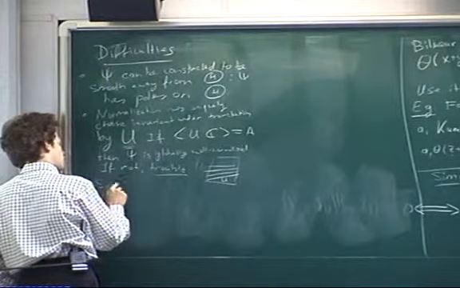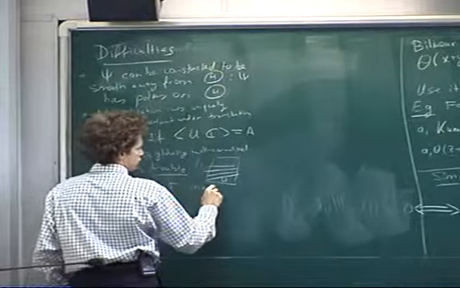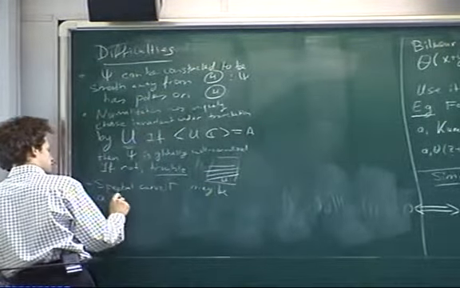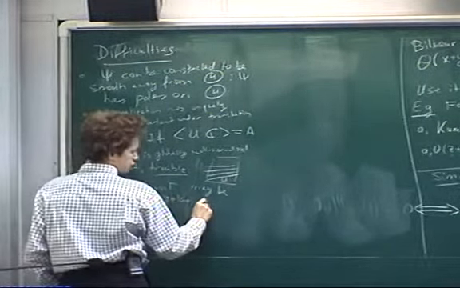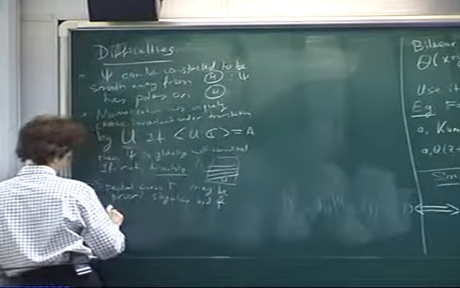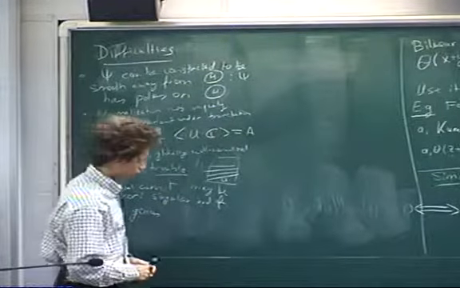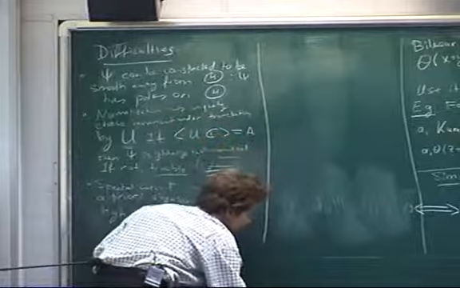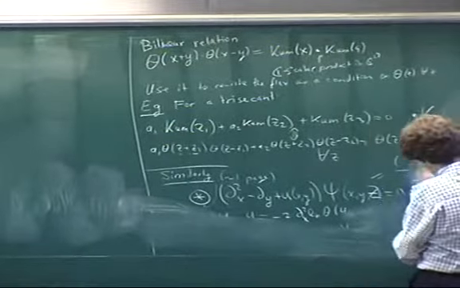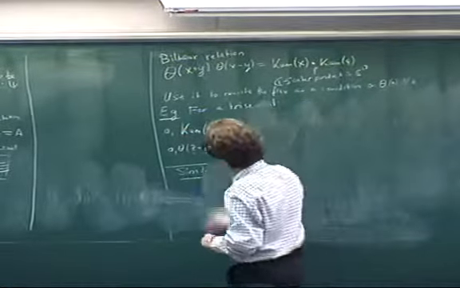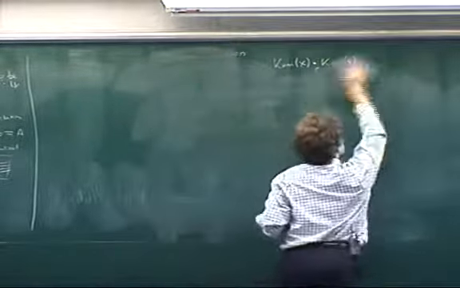Then the spectral curve gamma may be a priori singular and of arbitrary genus. Okay. So these are the problems with which one has to deal if you're going to try to solve this, to prove this. Okay.